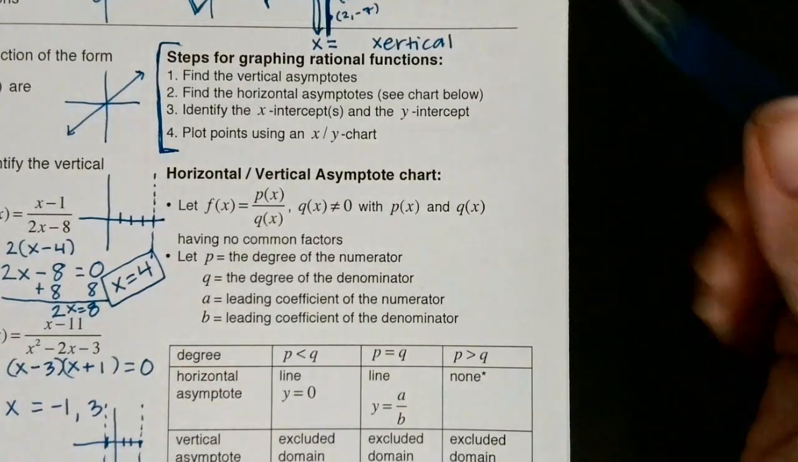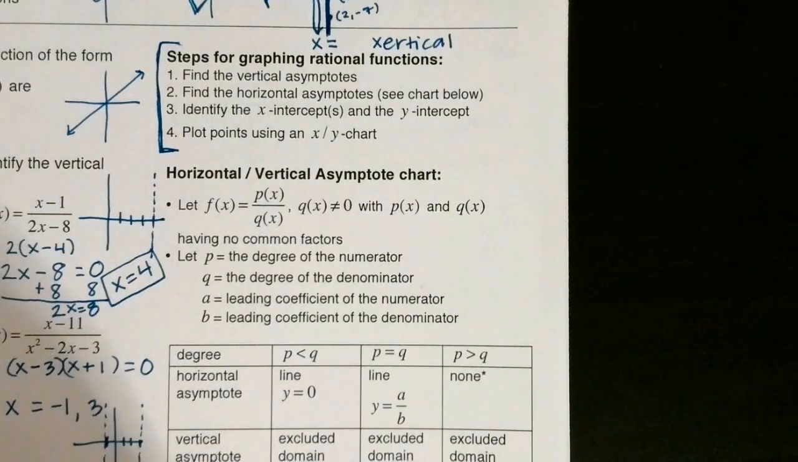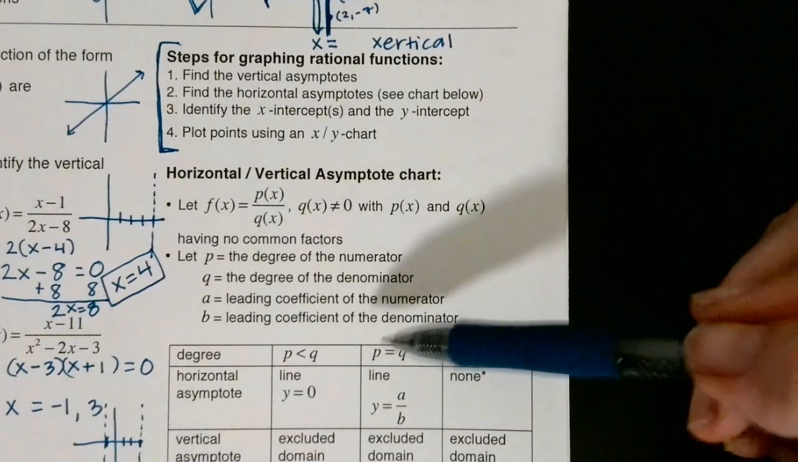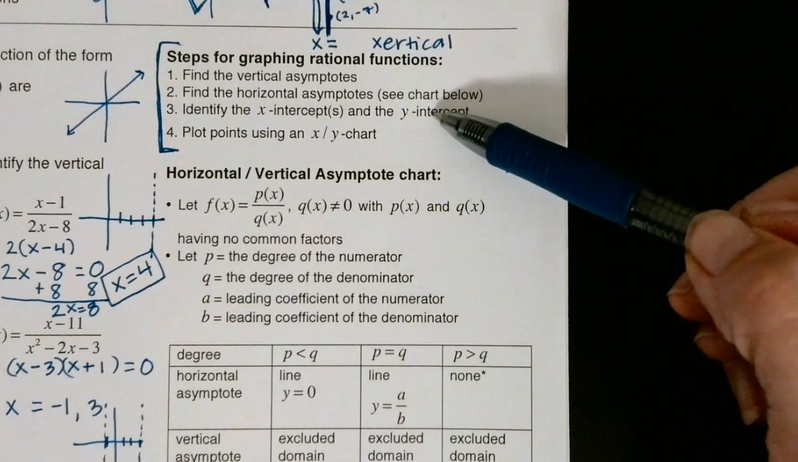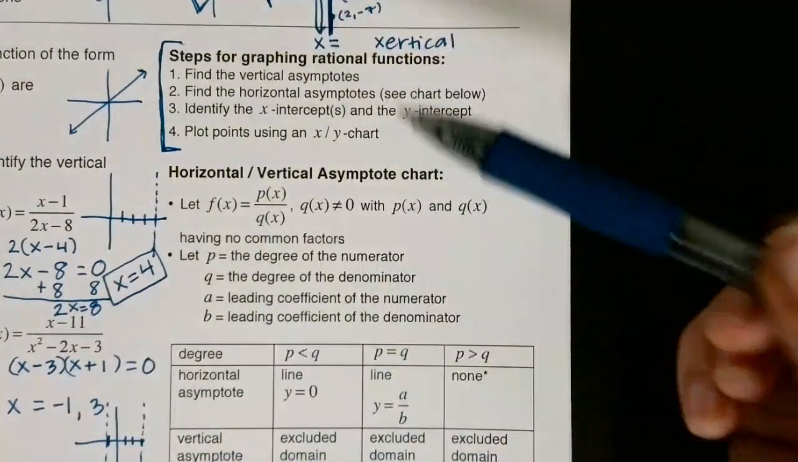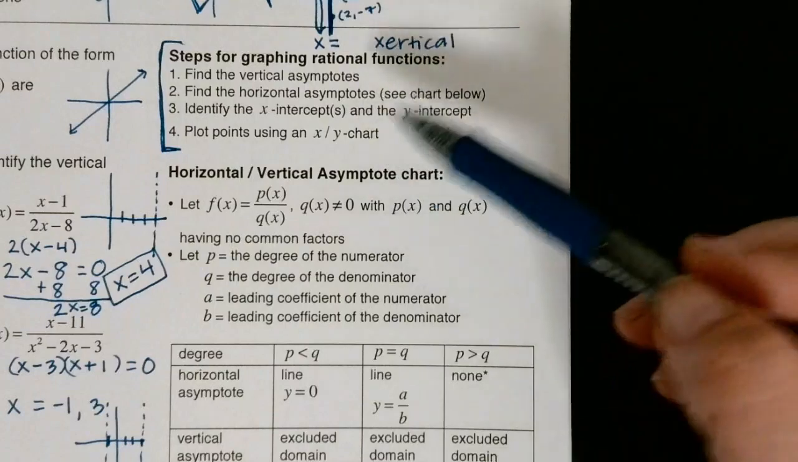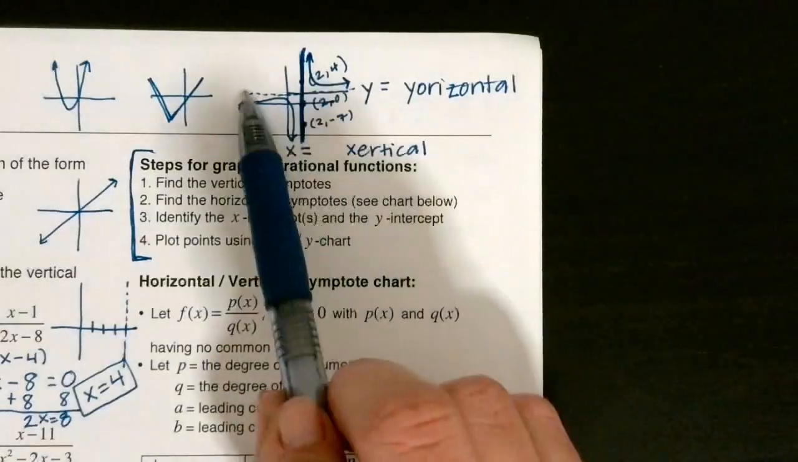Your voice was heard. Find the vertical asymptotes. We just learned how to do that. That's the excluded values. Find the horizontal asymptotes. That's this chart below, which I'm going to go over in a second. Identify the x and y intercepts. Hey, looky, we already know how to do that. And then the last thing, which we already know how to do, is plot points. So the only thing we have left to do is learn how to find this asymptote.